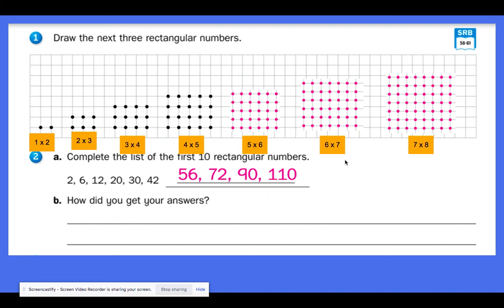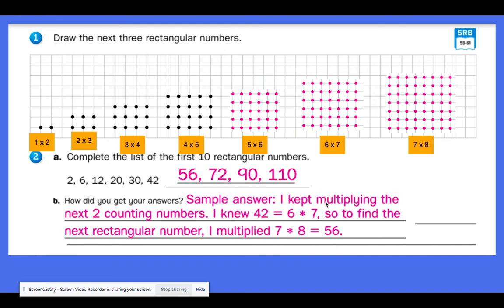So the one after that would be 8 times 9, which is 72. 9 times 10 is 90, and 10 times 11 is 110. So it's asking you, how did you get your answers? Well, here's a sample response. I kept multiplying the next two counting numbers. So I knew 42 is 6 times 7. So to find the next rectangular number, I multiplied 7 times 8 equals 56, and so on and so on.